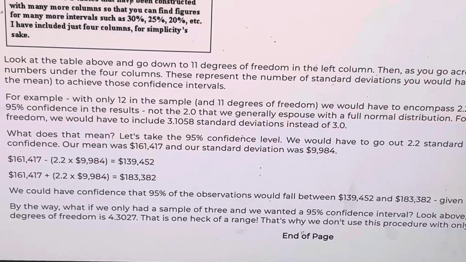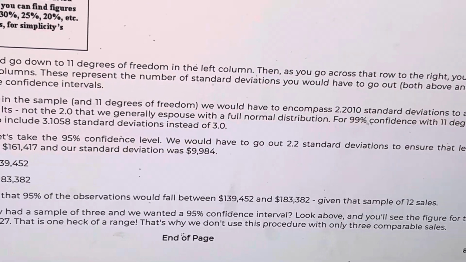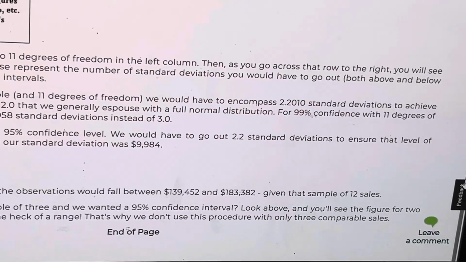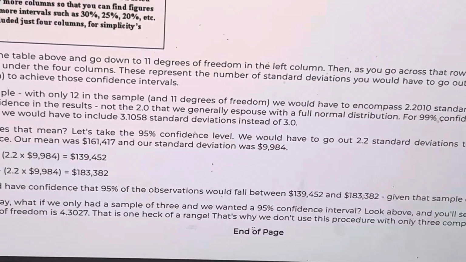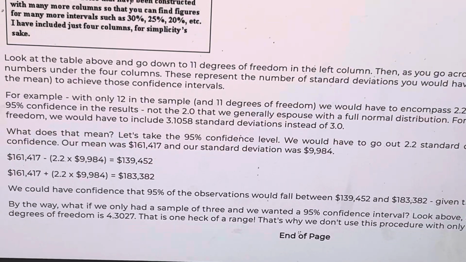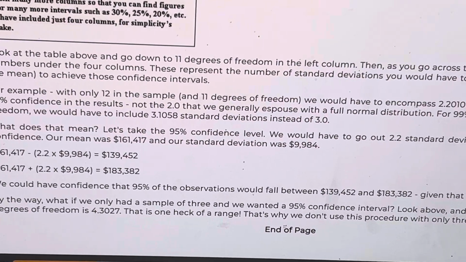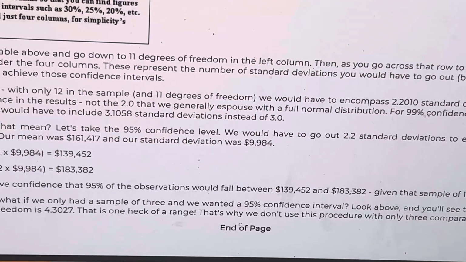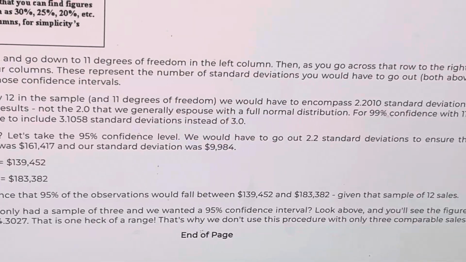By the way, what if we only had a sample of 3 and we wanted a 95% confidence interval? Look above and you'll see the figure for 2 degrees of freedom is 4.3027. That is one heck of a range. That's why we don't use this procedure with only 3 comparable cells. End of page.